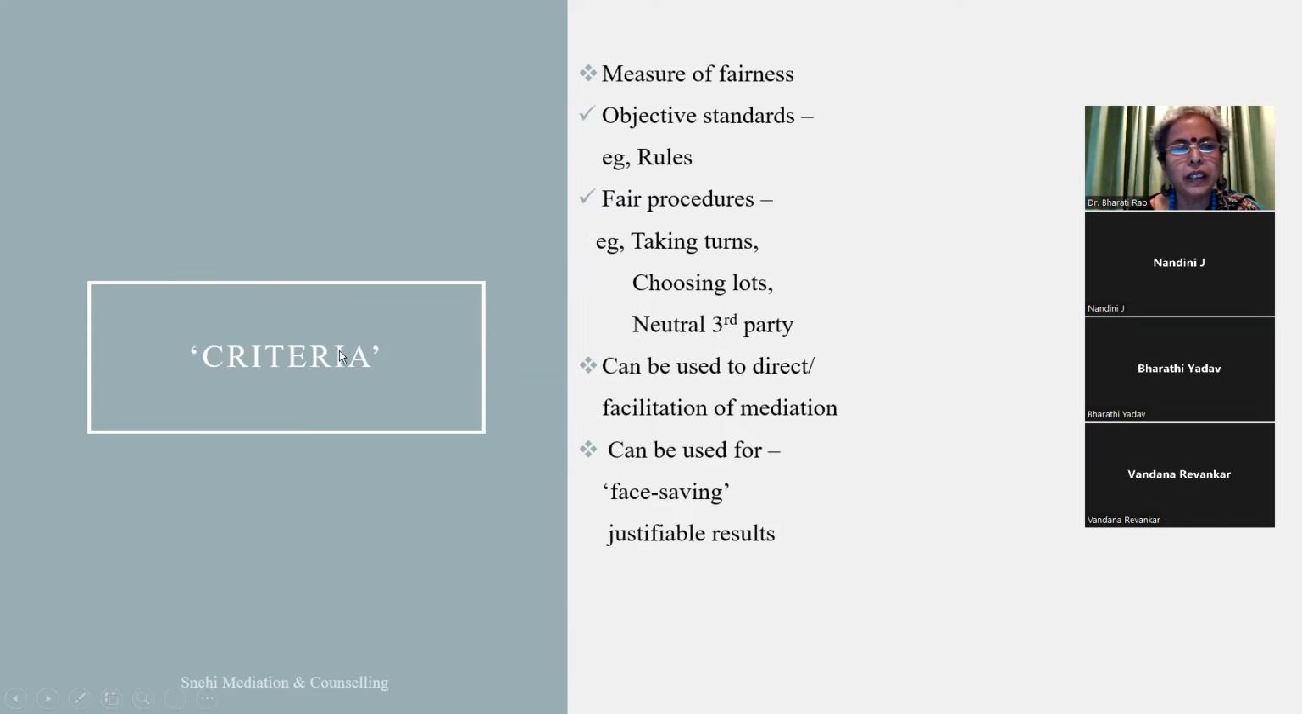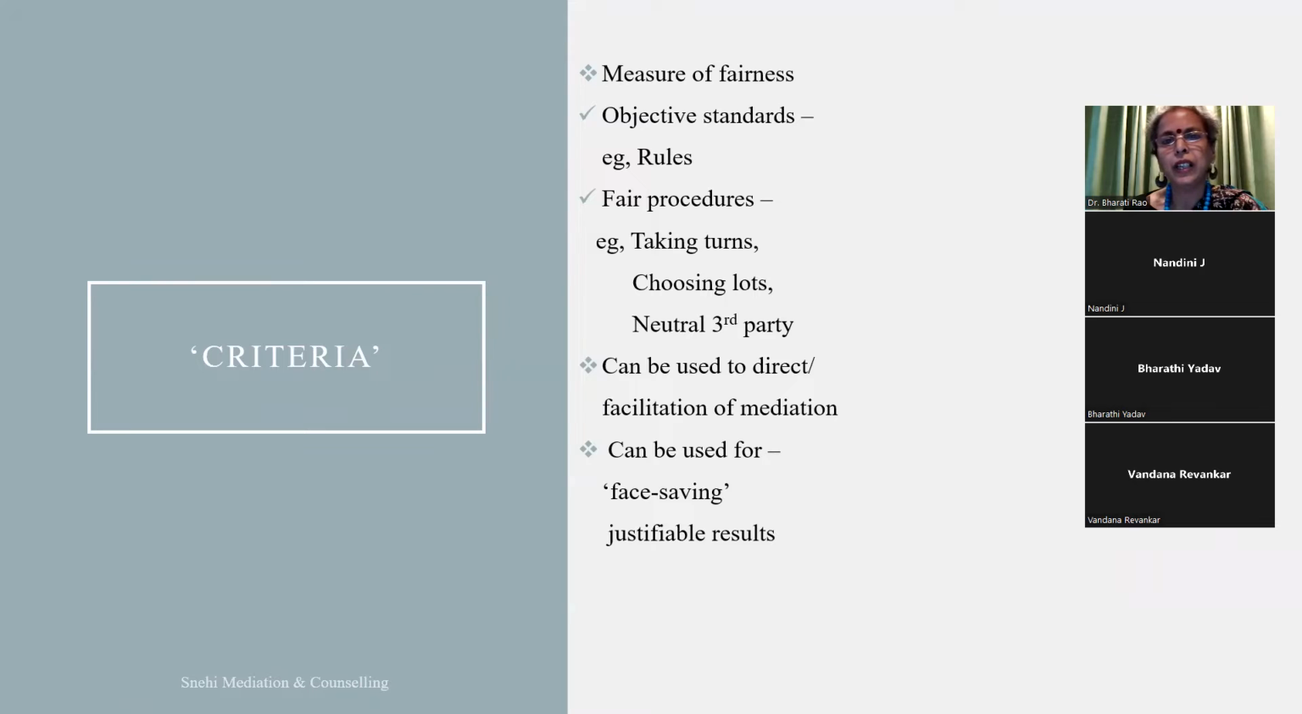For an option to be considered as fair, like in the case of promotion, in the case of property disputes, or any other formal disputes, the resolution process has to be considered fair. For this, there are two ways. One is the objective standards. We'll be looking at the objective standards shortly. And then the method has to be fair.